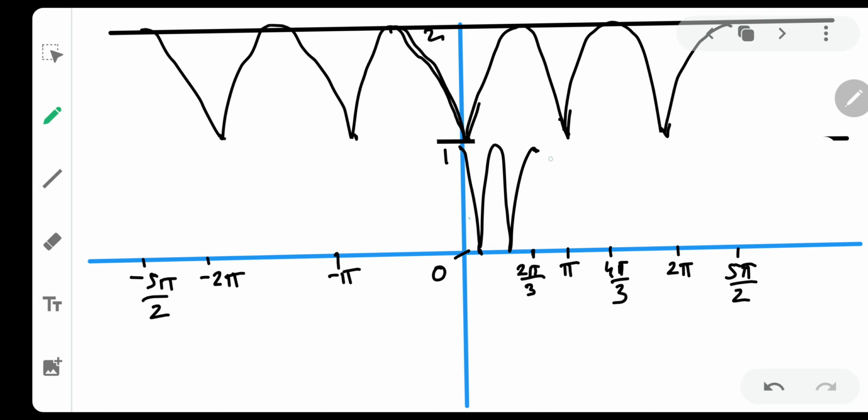So how will it look like? As you can see, I have drawn this from 2 pi by 3 up to 4 pi by 3. Now the same thing is going to repeat from 4 pi by 3 up to 5 pi by 2. So let us start.